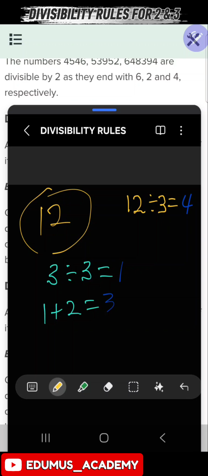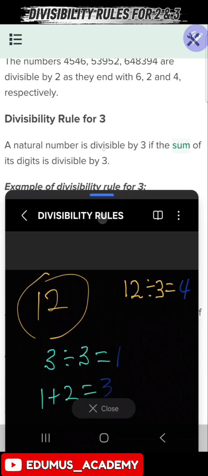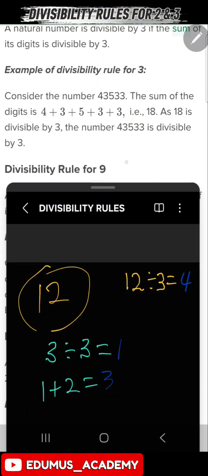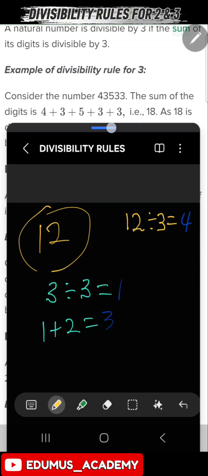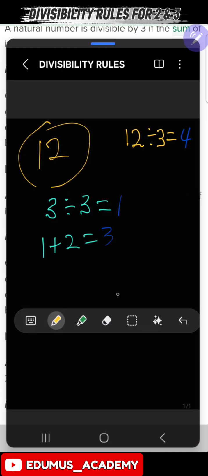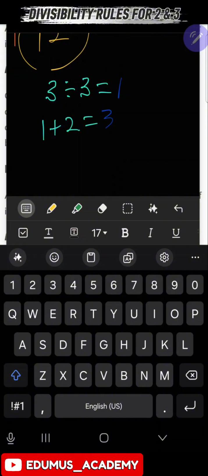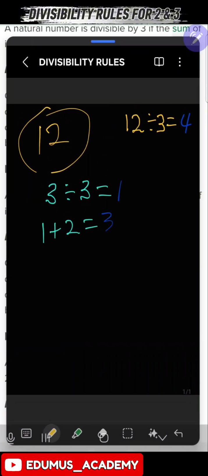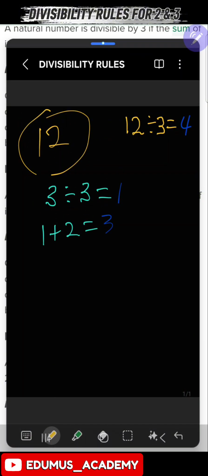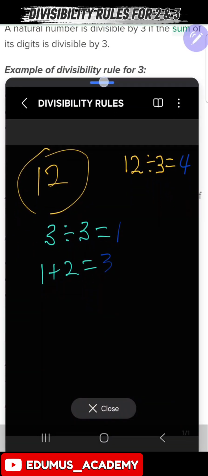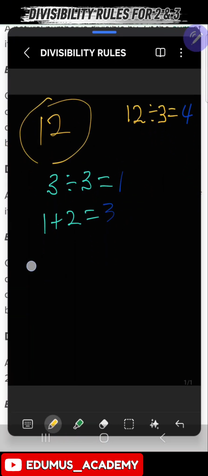Let's try a bigger number. Let's check the example here: 43,533. Ordinarily, if we were told to check if 43,533 is divisible by 3, it would look too cumbersome. You'd be like, how do I know if this can be divided by 3 merely looking at it?